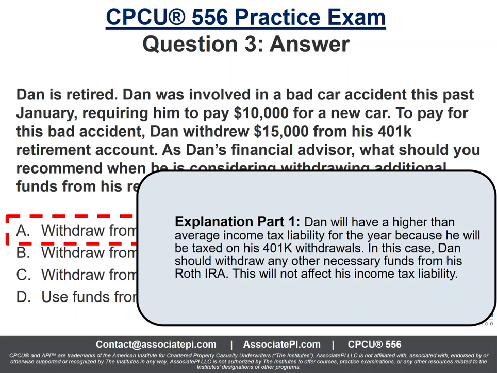So essentially the explanation is Dan will have a higher than average income tax liability for the year because he already withdrew from his 401k this year. So in that case, since his income tax liability is already high, he should withdraw from the Roth IRA because it will not further affect his income tax liability since he is already going to owe a lot of taxes from what he withdrew from his 401k.